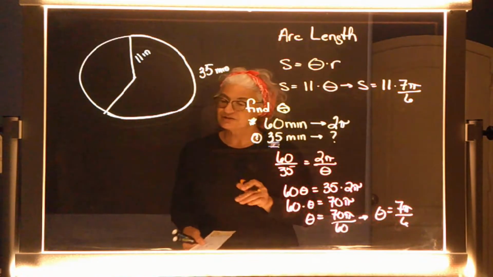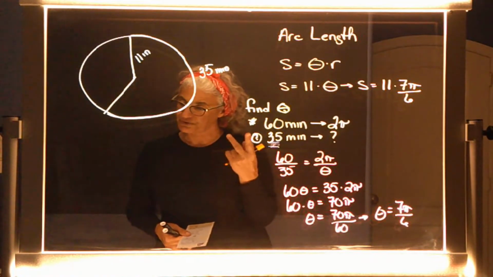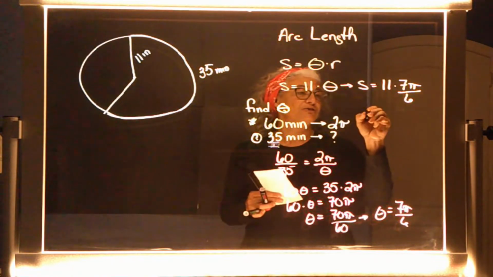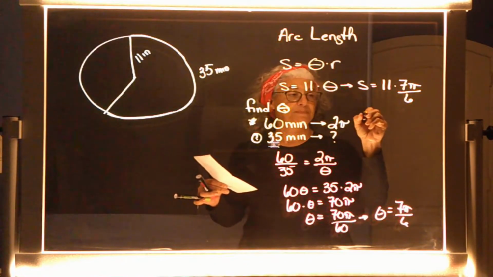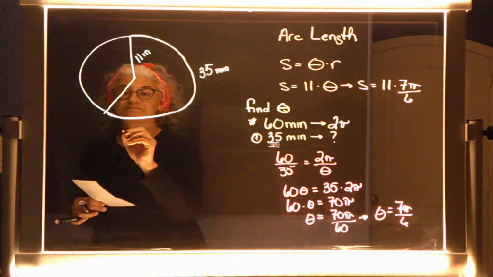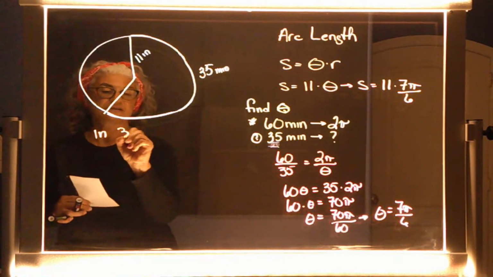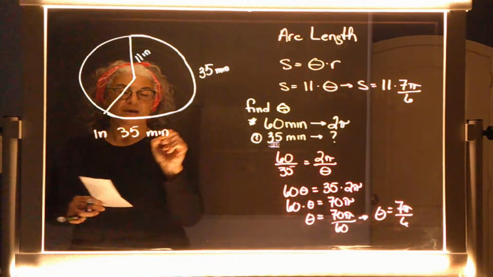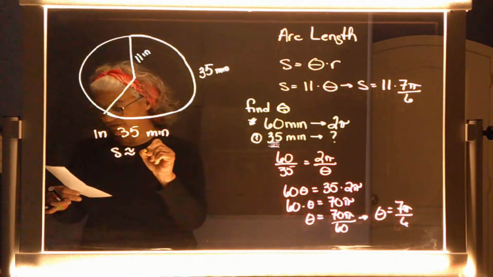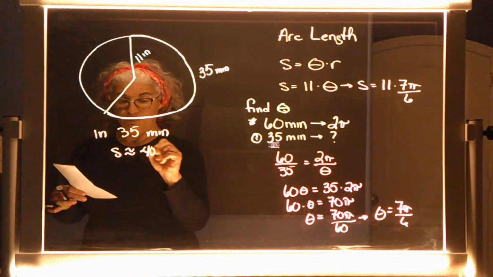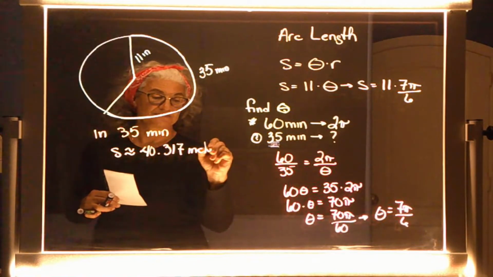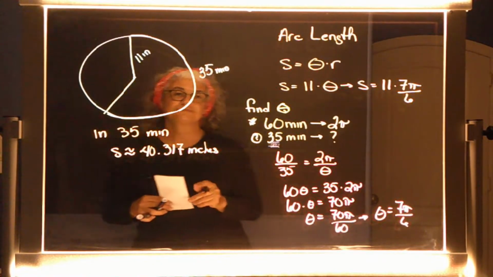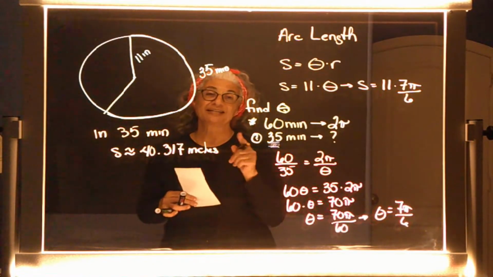Okay, and they asked us to round to 3 decimal places. So I don't know about you, but I ended up with, and I'm going to write it over here, in 35 minutes, my distance is equivalent to 40.317 inches. Good? Okay, so hang in there. Got another.